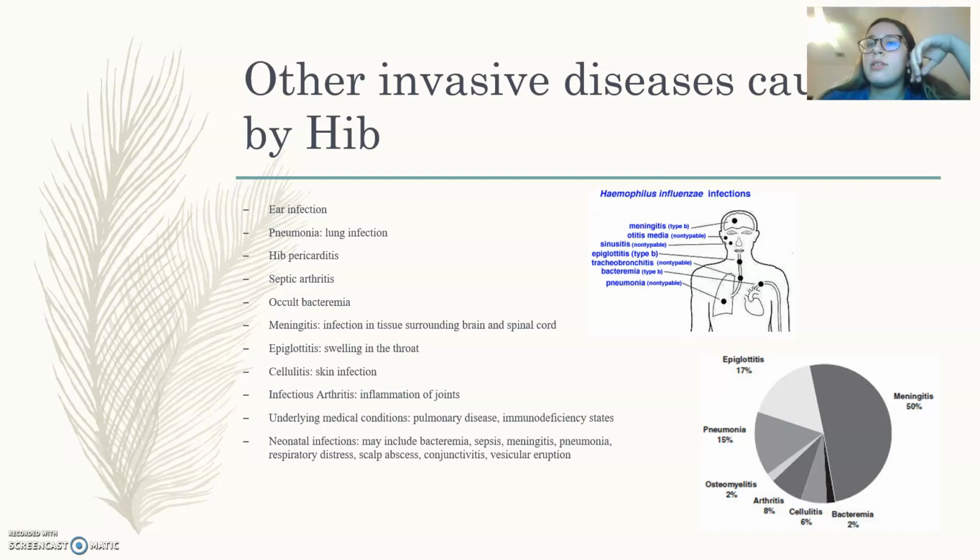In one of the pictures in the previous slide, this eye depicts otitis media, where the skin around the eye will become inflamed and red and look very swollen and irritated. That is very common in Hib disease. Bacteremia is also another skin infection and inflammation that Hib will cause. There are underlying conditions such as pulmonary disease and immunodeficiency states. So there's an array of conditions that people can contract from Hib. It just depends on a patient's susceptibility and how bad the disease is in their body.